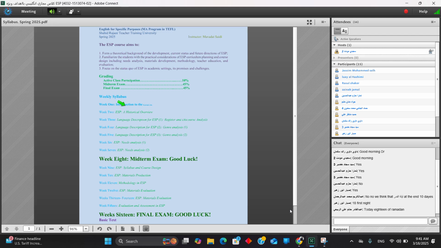3 sessions, we will talk about language description. So we will talk about register and discourse analysis, 2 aspects of language description in ESP. We will talk about what register is, what discourse is, what we mean by register analysis, what we mean by discourse analysis. Then 2 sessions, we will talk about genre analysis. Genre is a technical term in ESP. By genre analysis, we mean the way we analyze the text, which are related to different fields of study, which are related to different areas of knowledge.